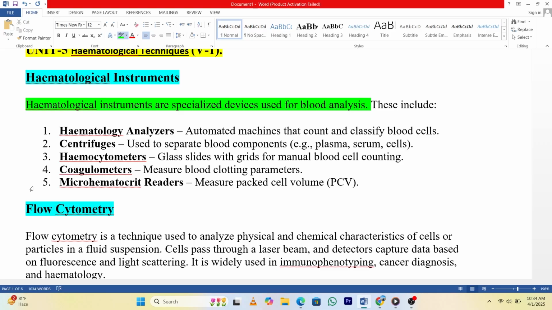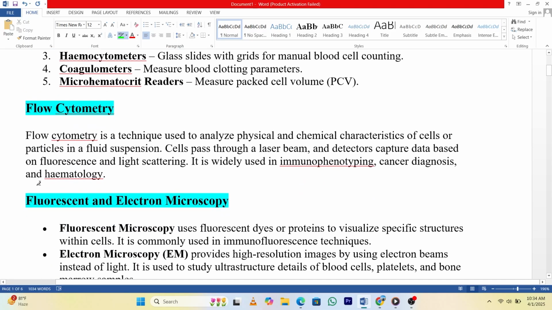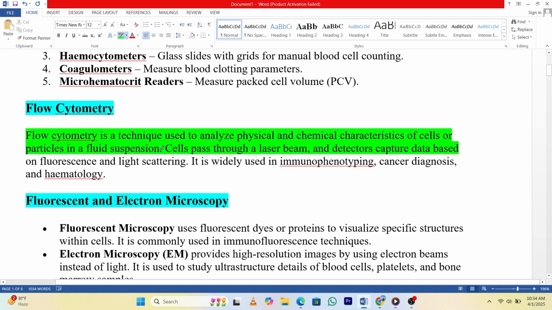Flow cytometry. Flow cytometry is a technique used to analyze physical and chemical characteristics of cells or particles in a fluid suspension. Cells pass through a laser beam, and detectors capture data based on fluorescence and light scattering. It is widely used in immunophenotyping, cancer diagnosis, and hematology.